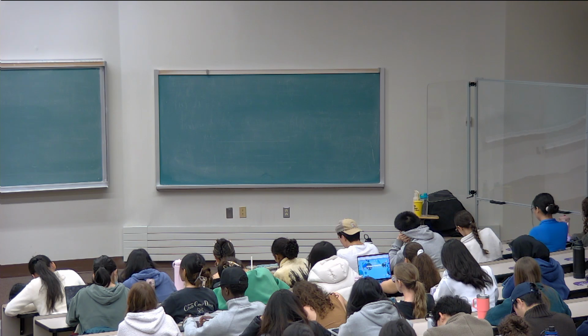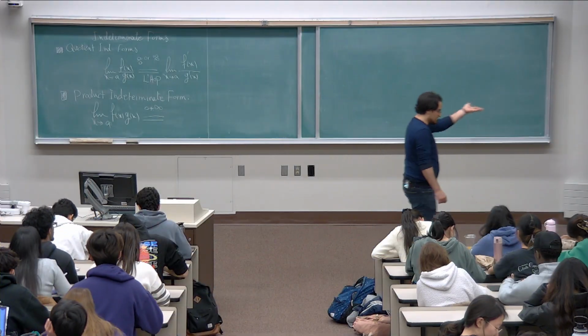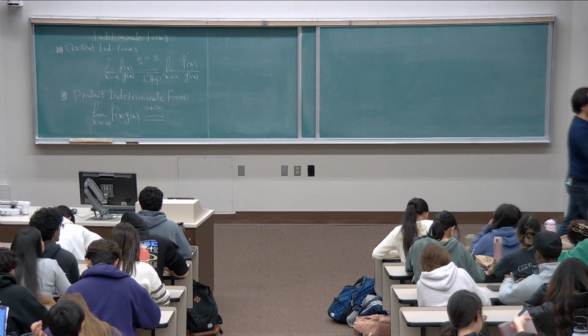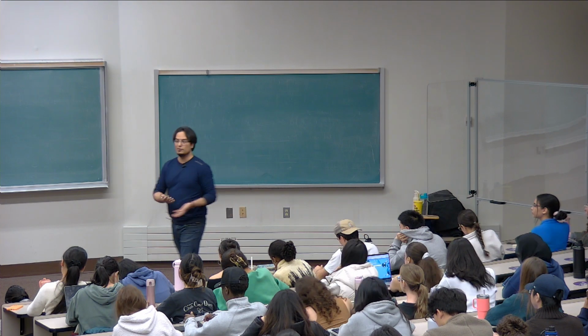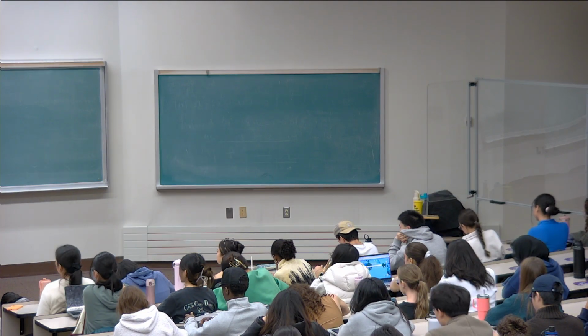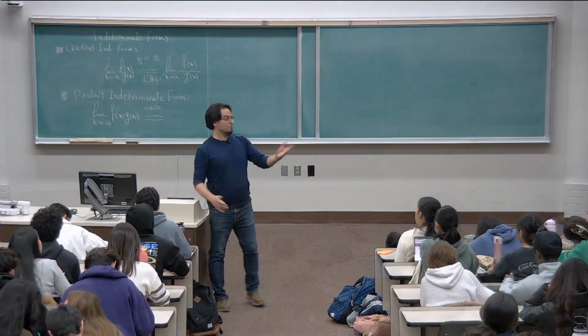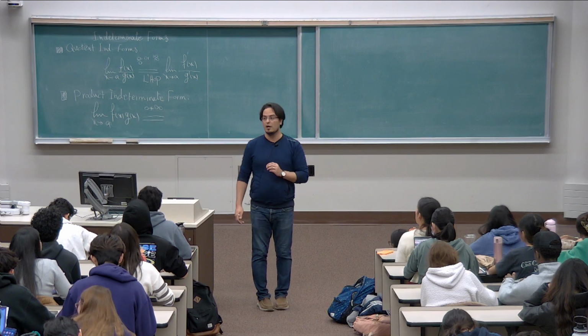0 times infinity is another thing. I don't know how fast this is growing compared to how fast the other one is vanishing. So when you're multiplying, you cannot right away say, oh, this is 0. This could be 10. This could be infinity. That's why you have to do some more work.